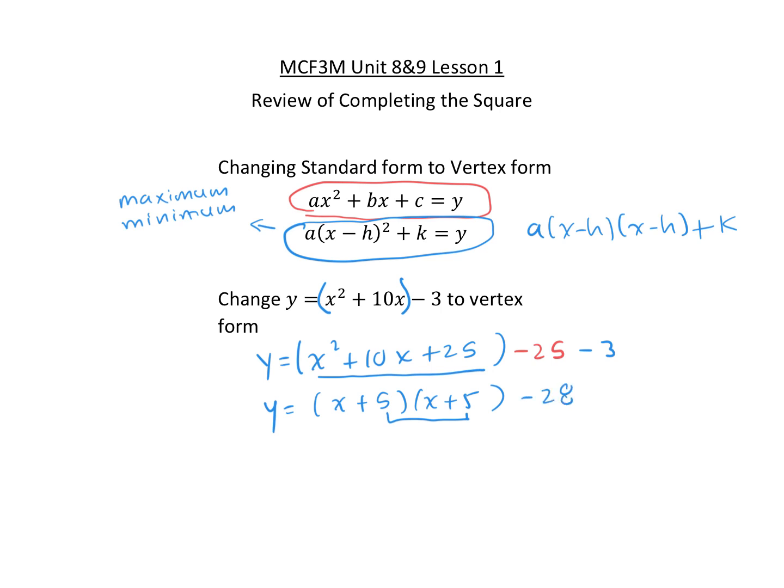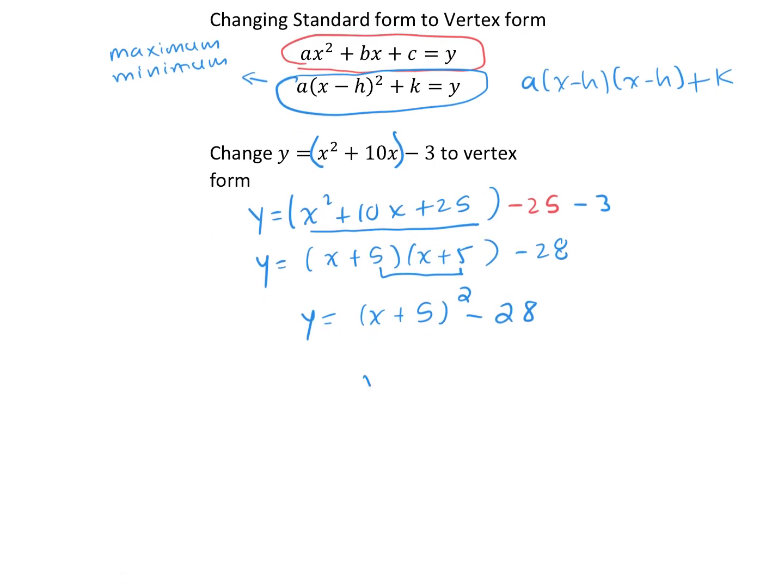So I can add the 25 and the 3, and then I can write this as a square. I have (x plus 5) twice, minus 28. So that equation is the same equation. I've just changed it into vertex form rather than standard form. So now I know that the vertex would be (-5, -28).